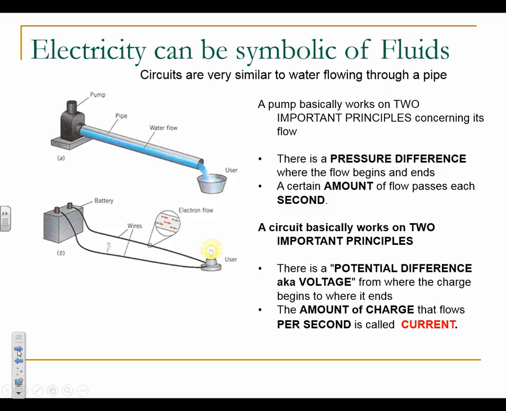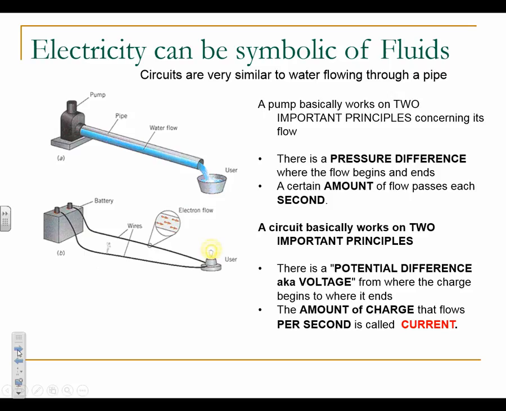Electricity can be symbolic of fluids. We can kind of talk about it the same way. Circuits are very similar to how water would flow through a pipe. And really, in circuits, we're talking about that electron movement. So electron movement would be like the water primarily.